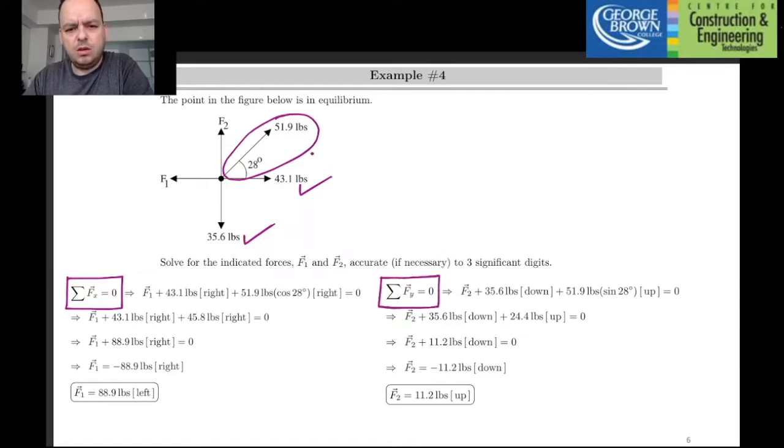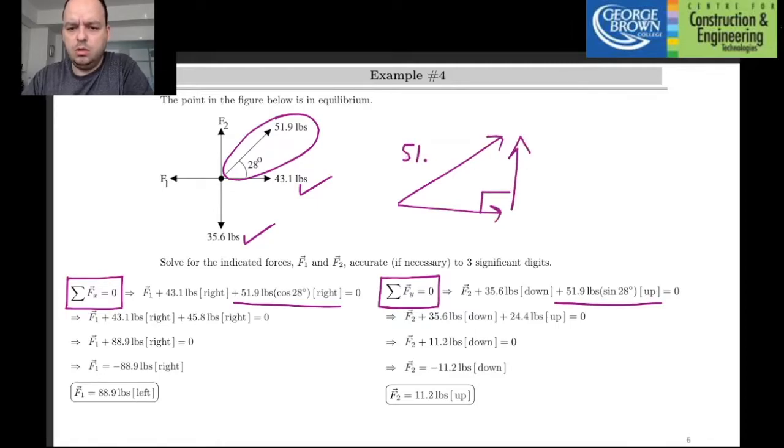What this means is that we are going to add an extra term in the x direction right there and an extra term in the y direction. And those terms come from drawing a force triangle. You can use your basic components. That is a right angle triangle. There's 51.9 pounds and your 28 degrees.